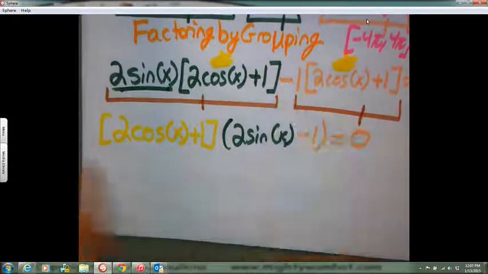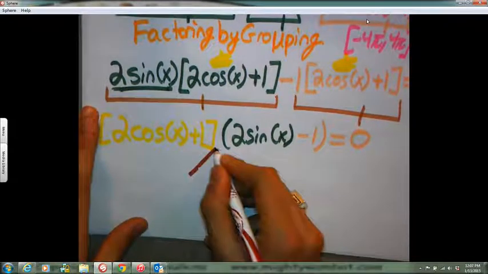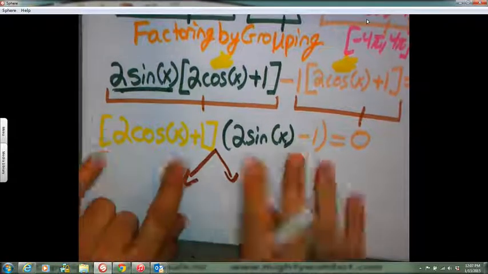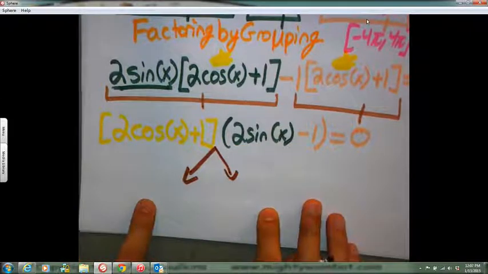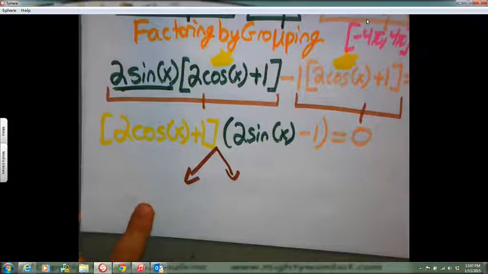The reason this is so helpful is because now all I need to do is write this. We need to split each piece and set each piece equal to 0. I'll give you 2 minutes on that. Split each piece, set it equal to 0. Solve for x in both cases. Questions?